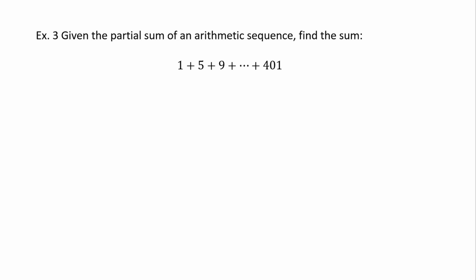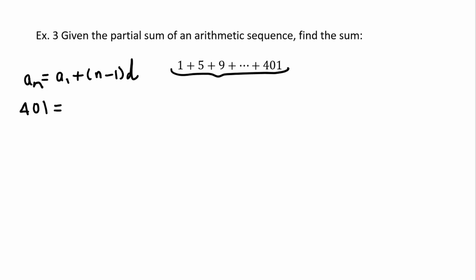In order to find the sum, the first thing I'm going to do is find out how many terms we have and add all of those. So I'll start with the formula for the nth term of an arithmetic sequence, which is a sub n equals a sub 1 plus n minus 1 times d. I don't know the number of terms, but the last term is 401. The first term is given as 1 plus n minus 1.